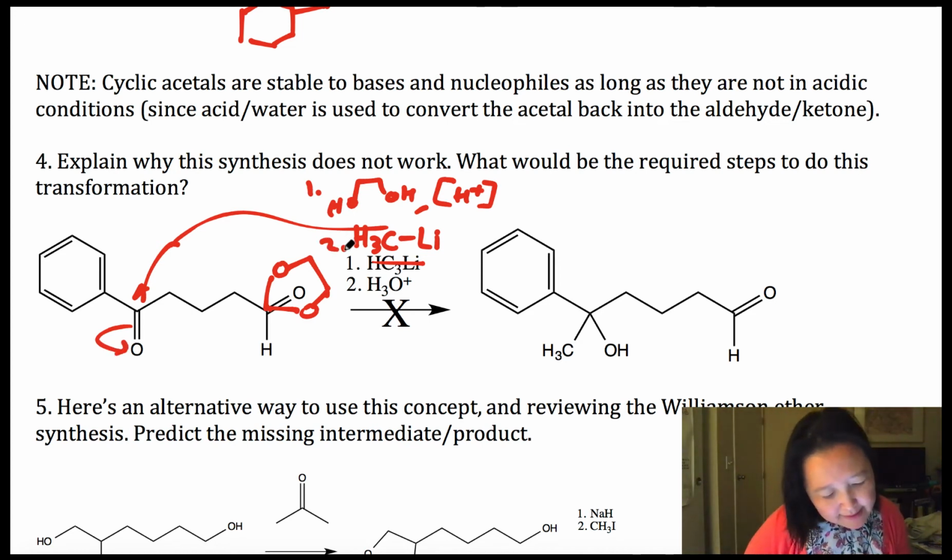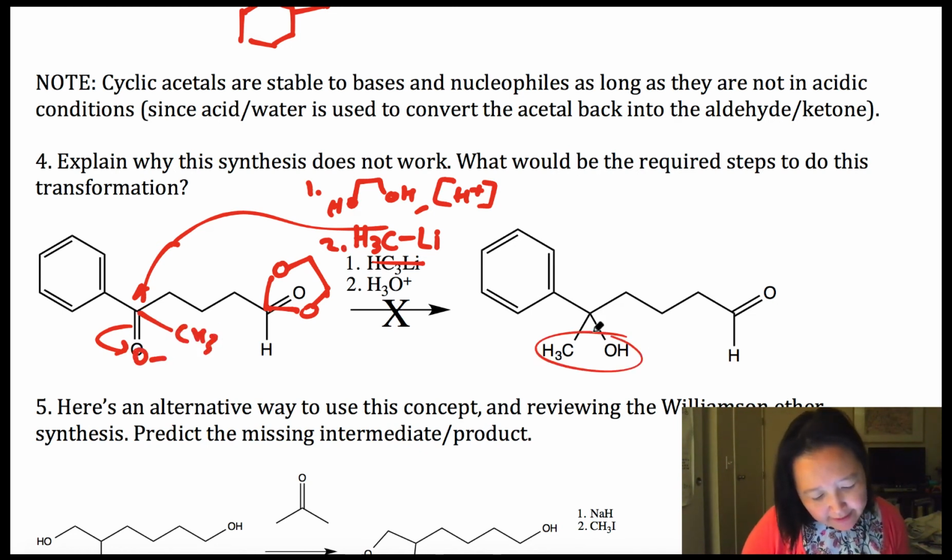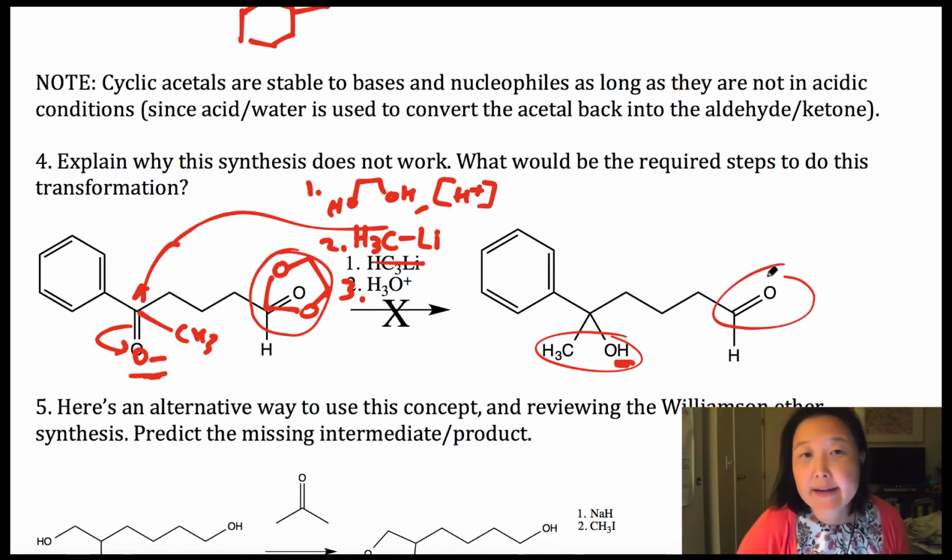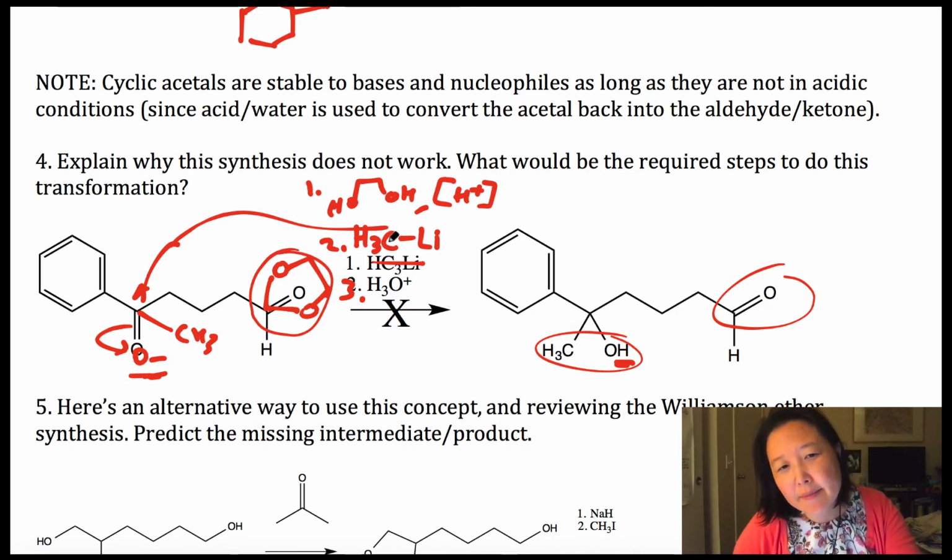All right, so that would be my step 2. And then once that's done, I have an O- here with my methyl group from methyl lithium, just like I have right here. But then I need my 3rd acid workup step to get this onto here, and then also to change this back into there. Okay, so the sequence of steps: ethylene glycol in acid, methyl lithium, and then acid workup.